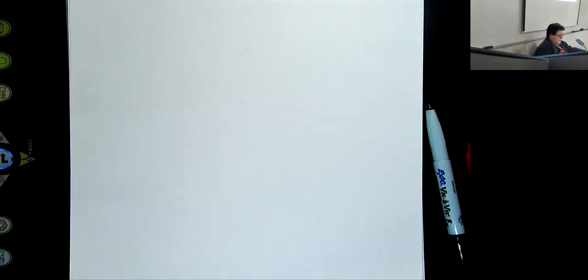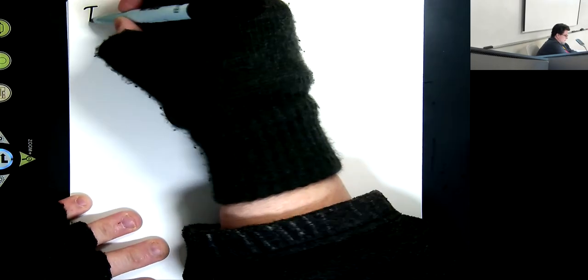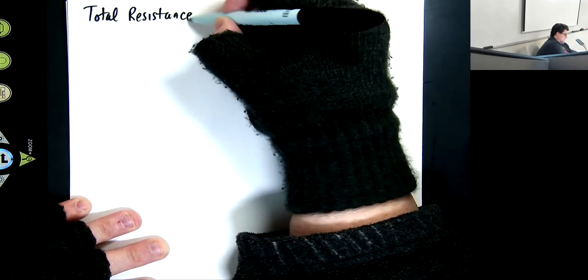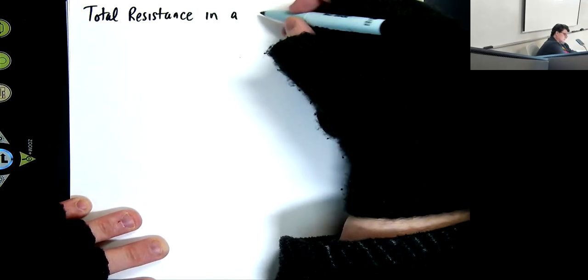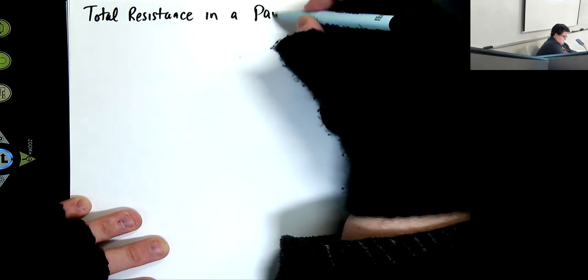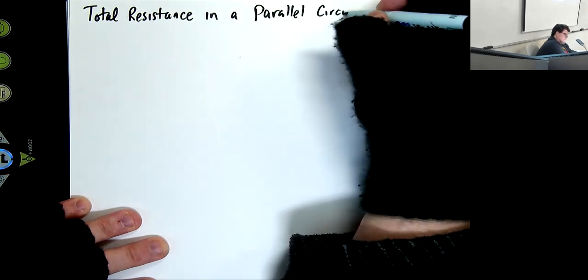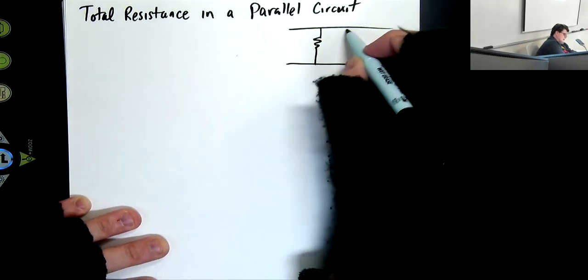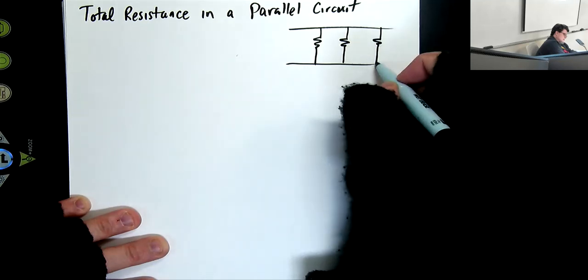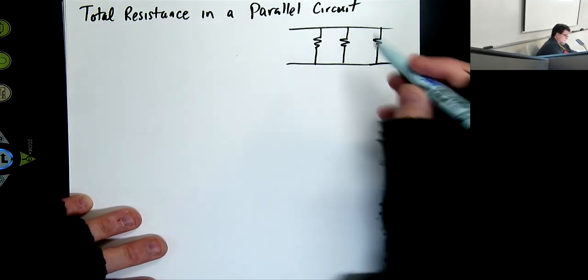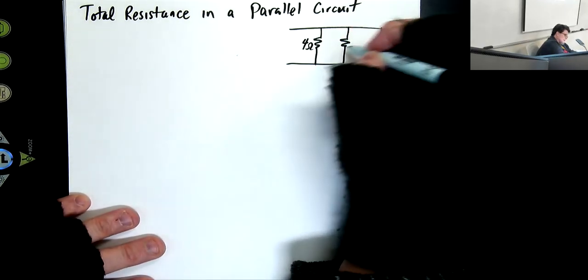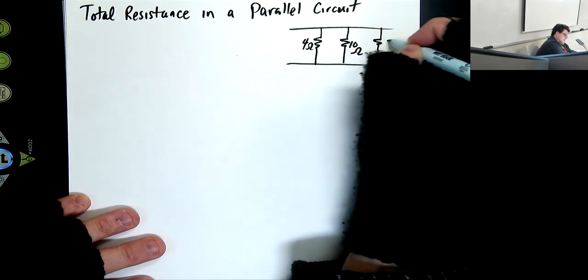Let's look at a problem in electronics. Resistance, total resistance in a parallel circuit. These are all in parallel. These are the symbols for resistors. Let's make one of them a 4 ohm resistor. One of them is a 10 ohm resistor. And one of them is a 20 ohm resistor.